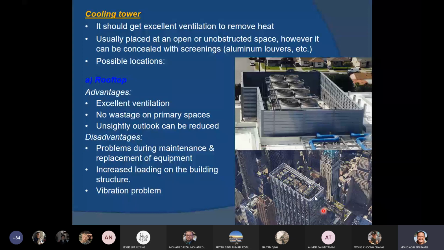Advantages: excellent ventilation, no wastage on primary spaces, unsightly outlook can be reduced. But disadvantages: problem during maintenance and replacement of equipment. Just imagine that if one of the cooling towers breaks down, how do you bring down that thing? And then increased loading of the building structure, just like the refrigeration plant, and the vibration problem.